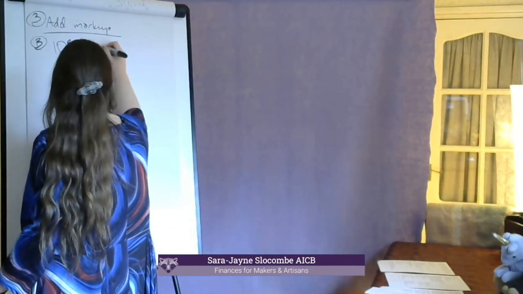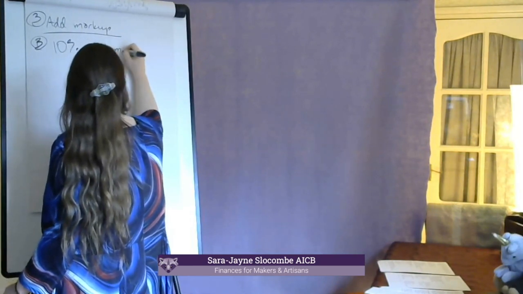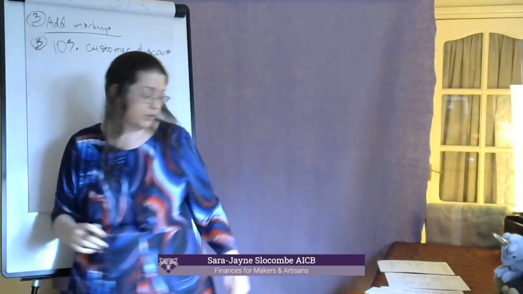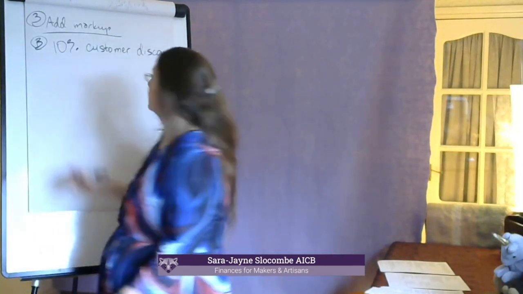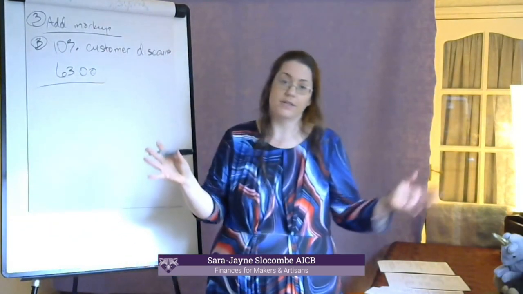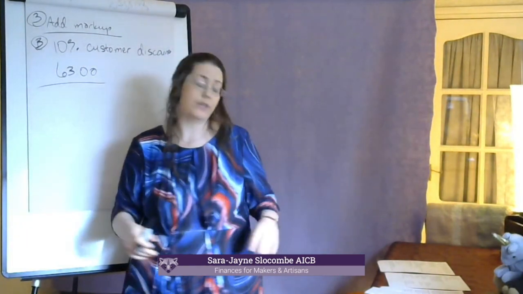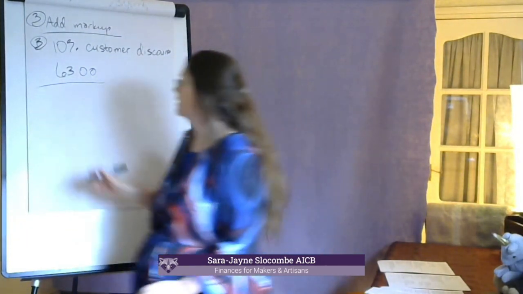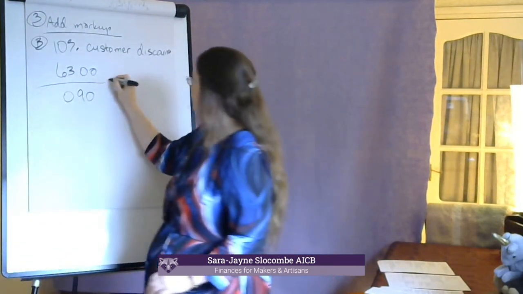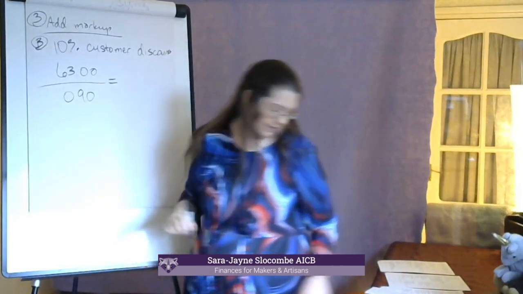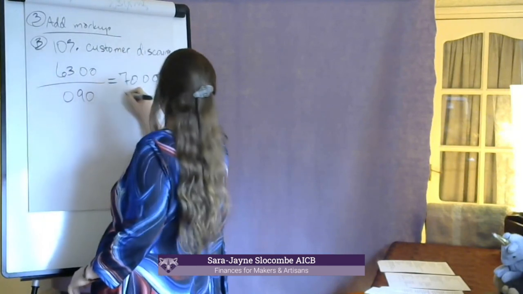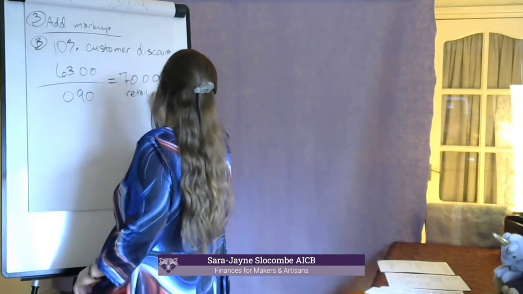So 10% customer discounts. So we go back to our wholesale price of 63. And again, we're going to divide it by 1 minus the amount that we're interested in. So we're saying 10% sales. So 1 minus 0.1 gives us 0.90. And when we divide that out, we get 70 pounds as our retail price.